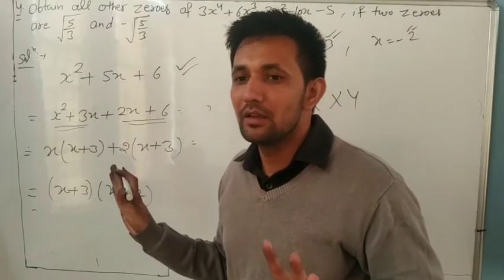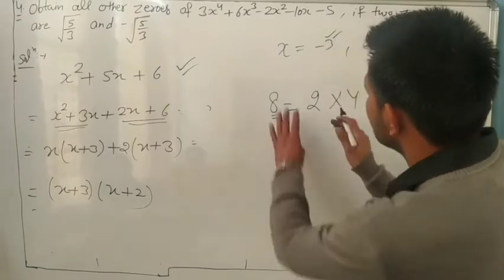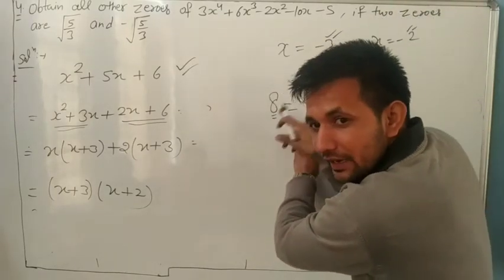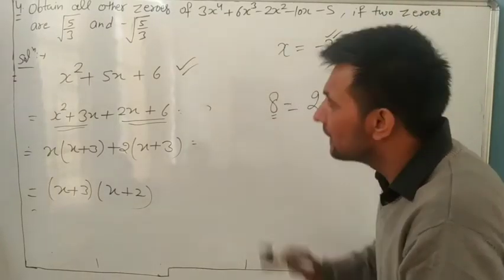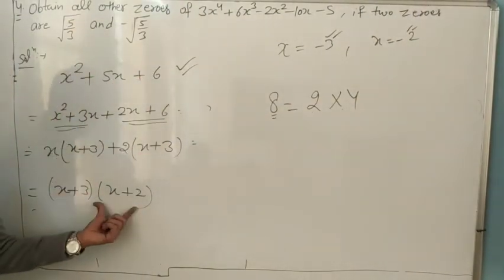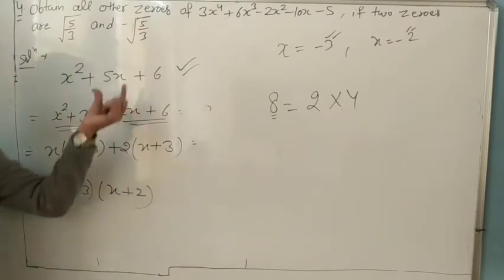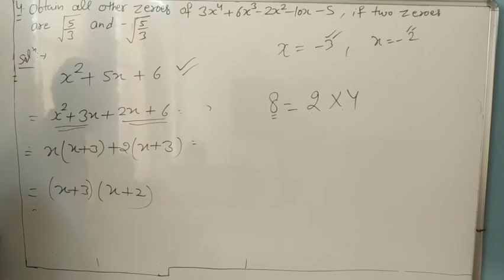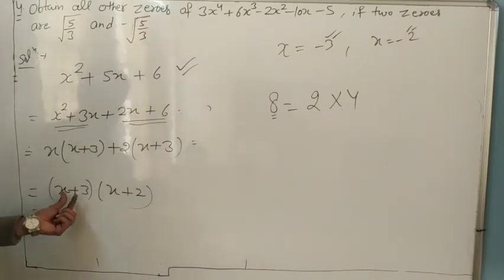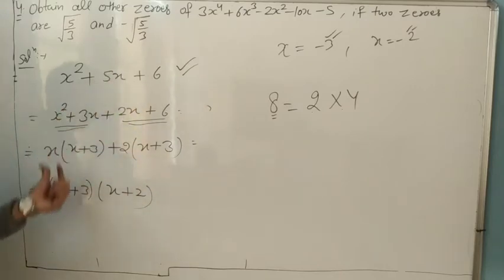Don't understand? Azad, for 8, if you write 2 multiplied by some number, what is the meaning? 2 is a factor of 8, 4 is also a factor of 8. Same as it is, we write some number as the multiplication of two numbers. So it means x plus 3 is a factor of this one, x plus 2 is also a factor. Understand or not? If x plus 2 is its factor, then x square plus 5x plus 6 is divisible by this one or not?